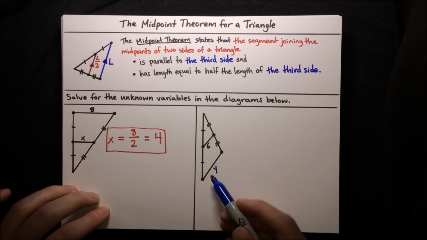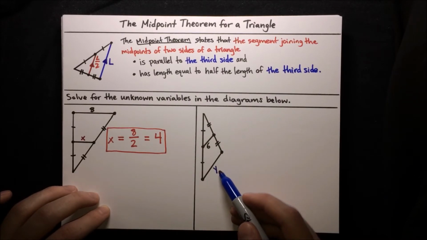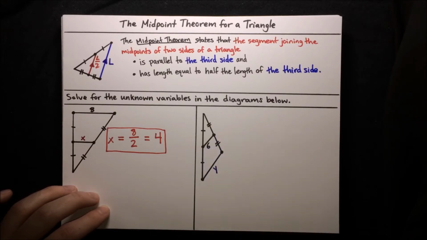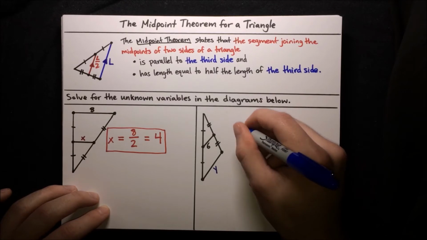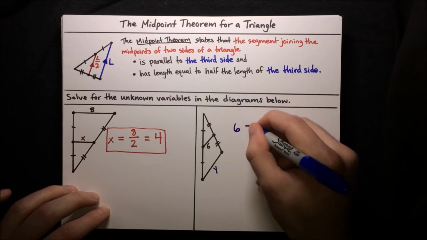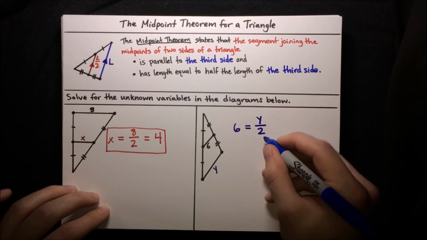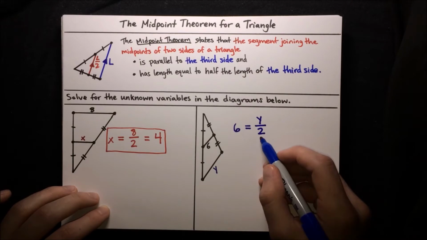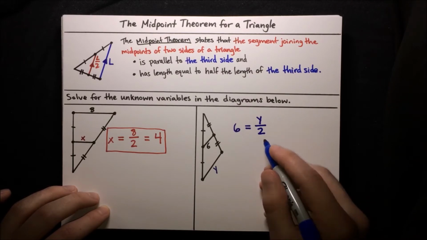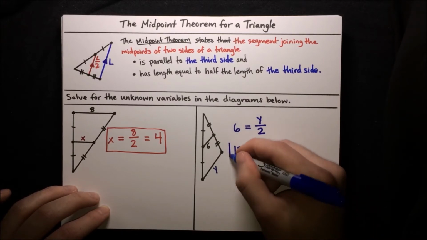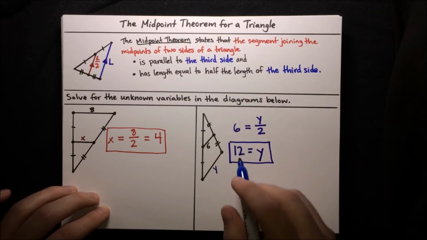Alright, and then in this diagram here, we want to solve for y. Y is the third side, and we know that the segment joining the midpoints of the two sides of the triangle has length 6. Why don't we go ahead and set up the same kind of equation? So the segment joining the midpoints, which has length 6 here, is equal to the length of the third side, y, divided by 2. So now we can just go ahead and solve for y here. We'll multiply both sides by 2 to get 12 equals y. So there we go. That's all there is. Y is 12.